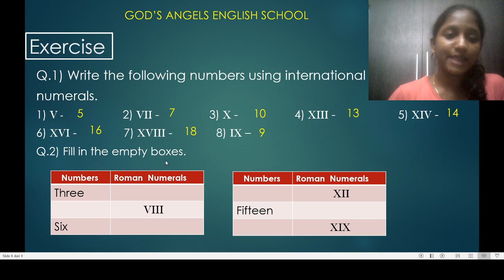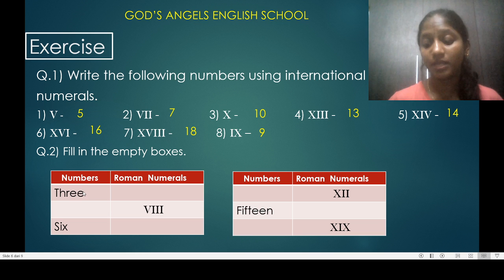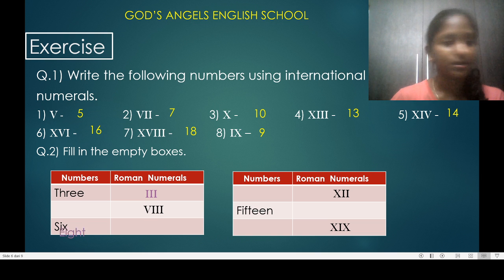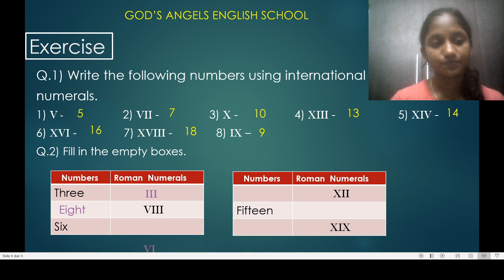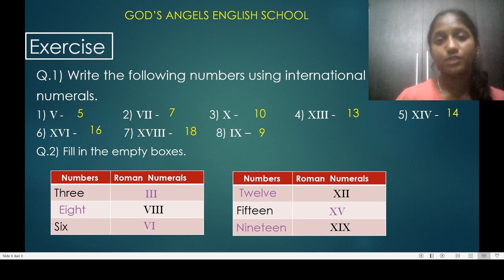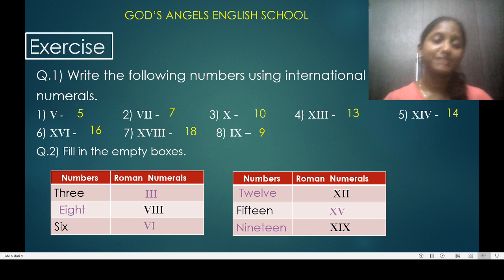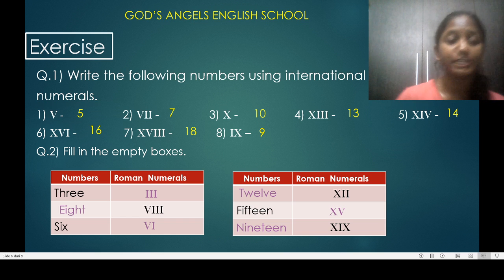Now fill in the empty boxes. Here it is written as number 3, so we have to write it in Roman numerals. So we will write it in this way, then we will write the number here. In this way we will complete this box. You are a 5th standard student, you should understand it very properly, you are not kids.